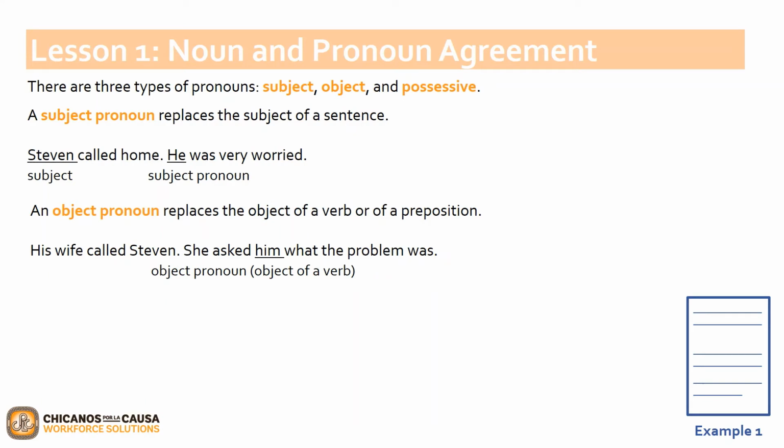An object pronoun replaces the object of a verb or of a preposition. For example, the following sentence says, his wife called Stephen. She asked him what the problem was. The word him is the object pronoun or the object of a verb. Another example would be, she and Stephen looked for it. The word it is the object pronoun or the object of a preposition.